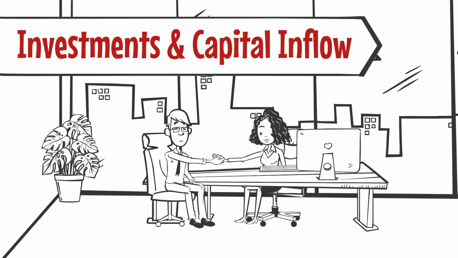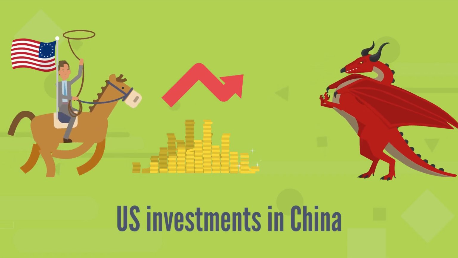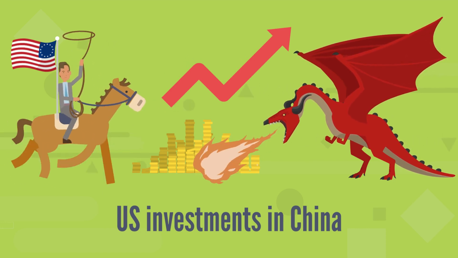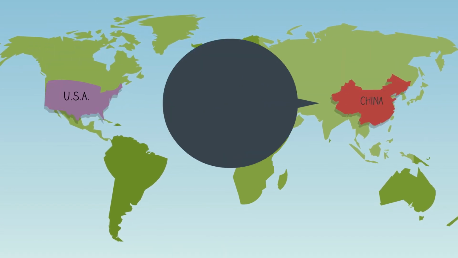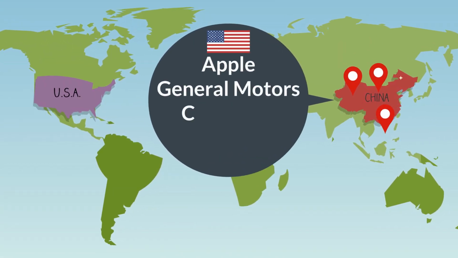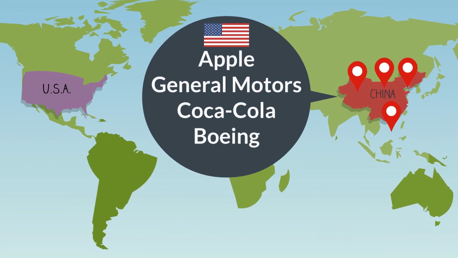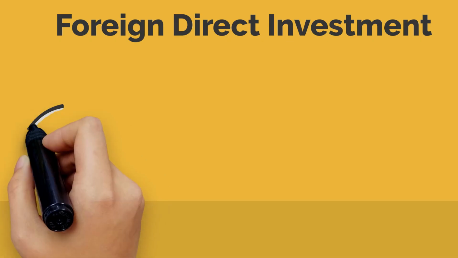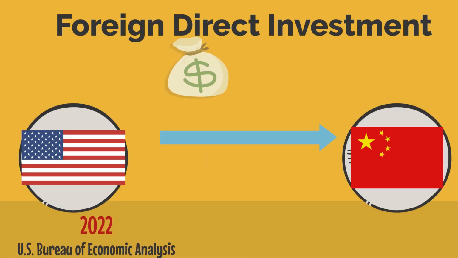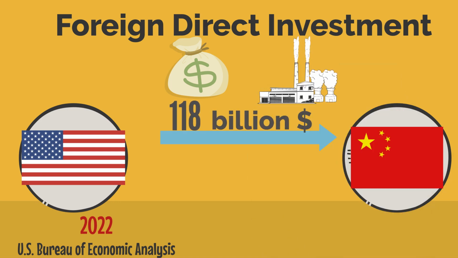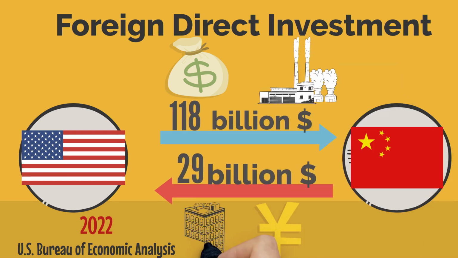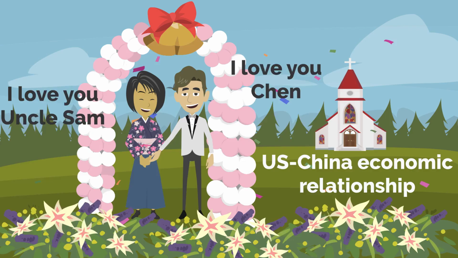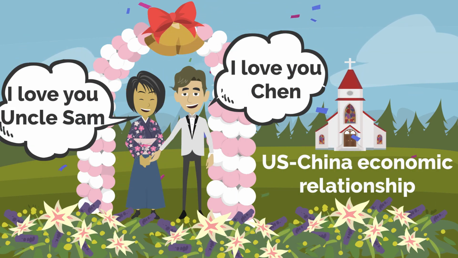The United States has been a major investor in China, attracted by its large market, lower production costs, and potential for growth. Many American multinational corporations like Apple, General Motors, Coca-Cola, and Boeing have established operations in China to access its market and take advantage of its manufacturing capabilities. In 2022, the US investments made in China were valued at $118 billion, while Chinese companies invested $38 billion into firms in the United States, according to the Bureau of Economic Analysis. This close economic relationship does not imply a political partnership, however.